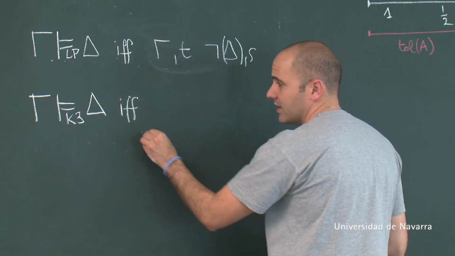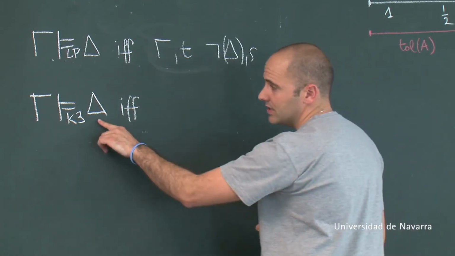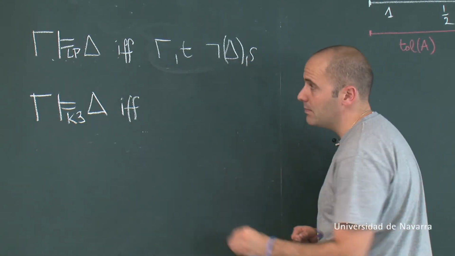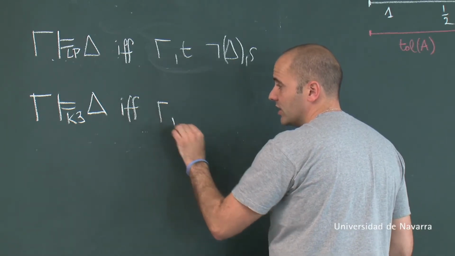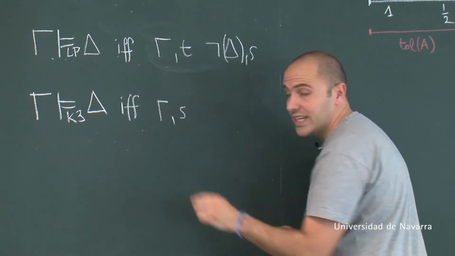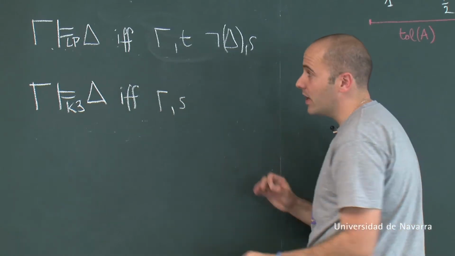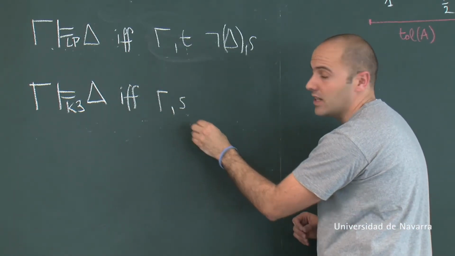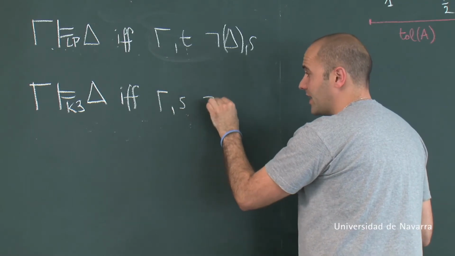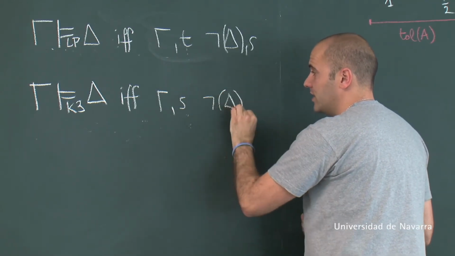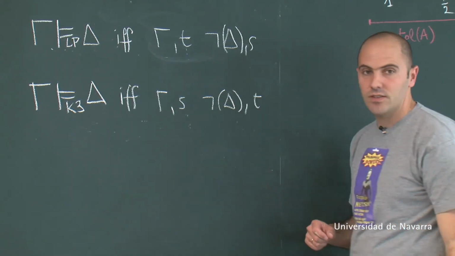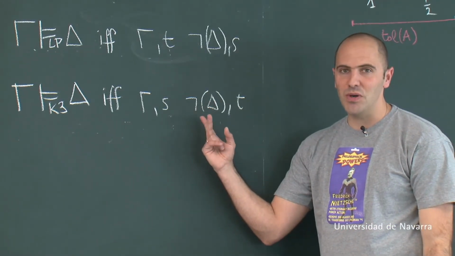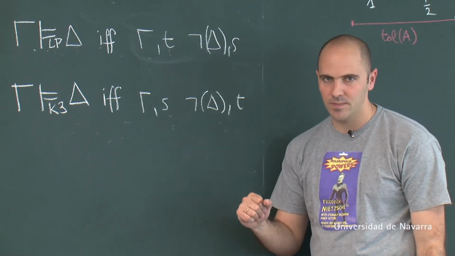And something similar happens in the case of K3. Delta is a K3 consequence of gamma, just in case there is no interpretation where all the gammas are strict, right? So you can see the change in the tag, in the label, and the negation of the deltas is tolerated, right? So you've got the dual situation, right?